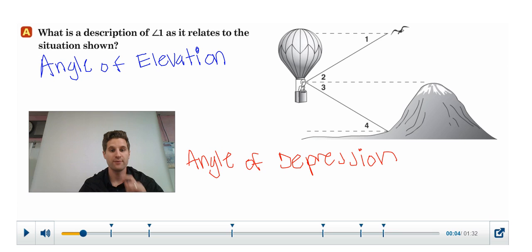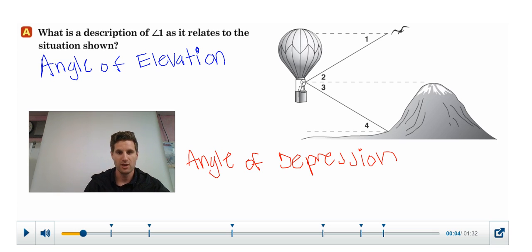So angle of elevation would be if I look straight out, and then I'm going to elevate my eyes. So I'm going to go up. So it's going straight out, always start straight, and we move upward, okay? Versus angle of depression is when I look straight out, and then I depress my view down, okay? So I'm depressing it downward, and that's my angle. So when we're looking at this picture, we always start with a perfect horizontal line, and then we see what happens.